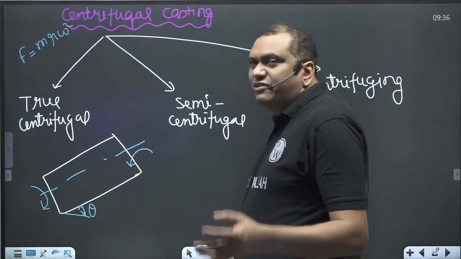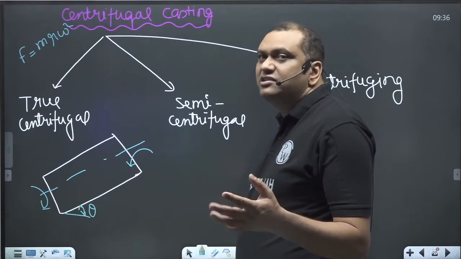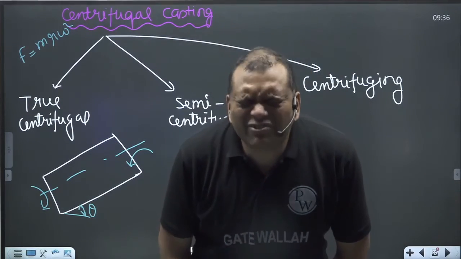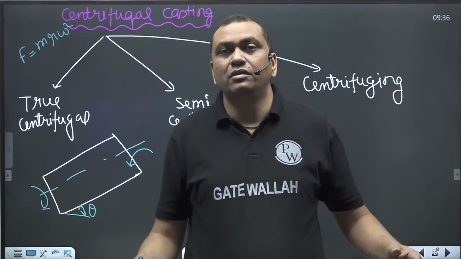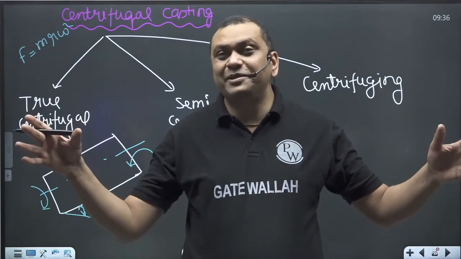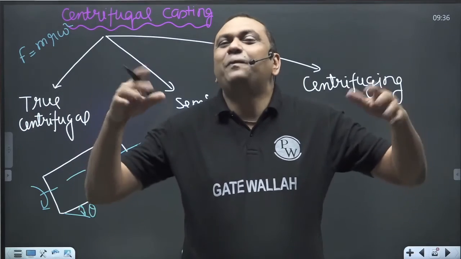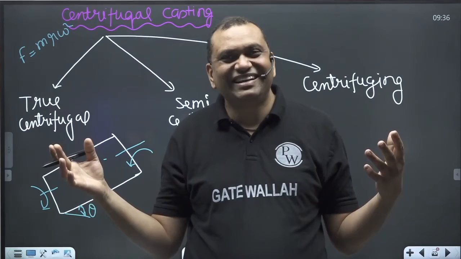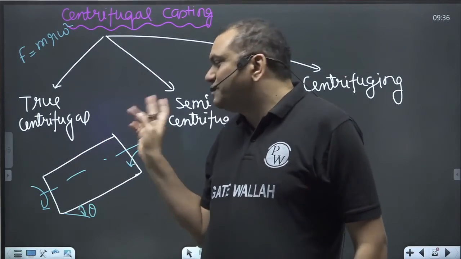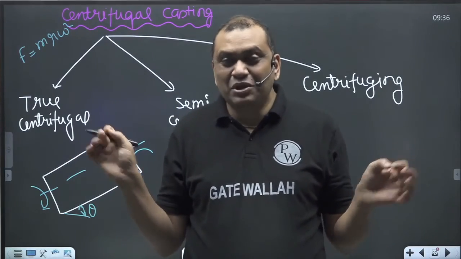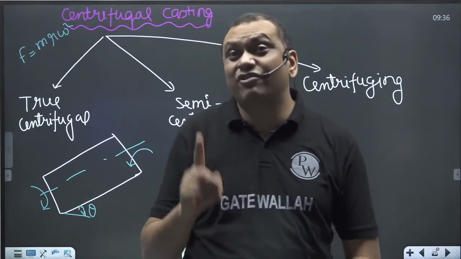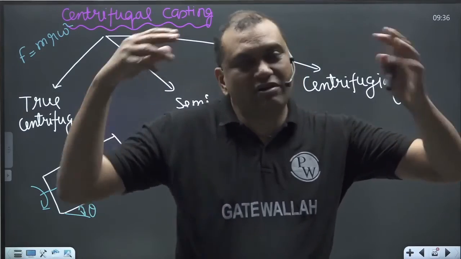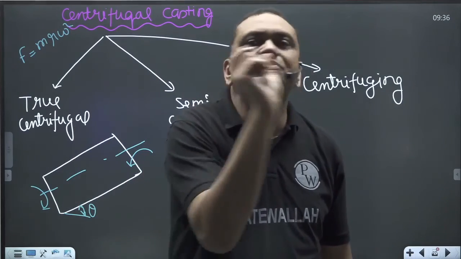So true centrifugal castings are used to manufacture pipes. Now here, very carefully, what I am saying: large pipes made of ceramic and cast iron are produced by true centrifugal casting. I am telling you a very, very important funda for match the following. Large pipes made of ceramic or cast iron are produced by true centrifugal casting.